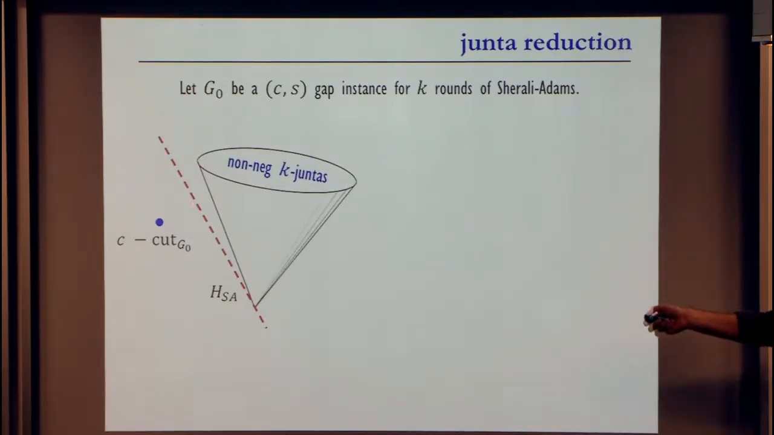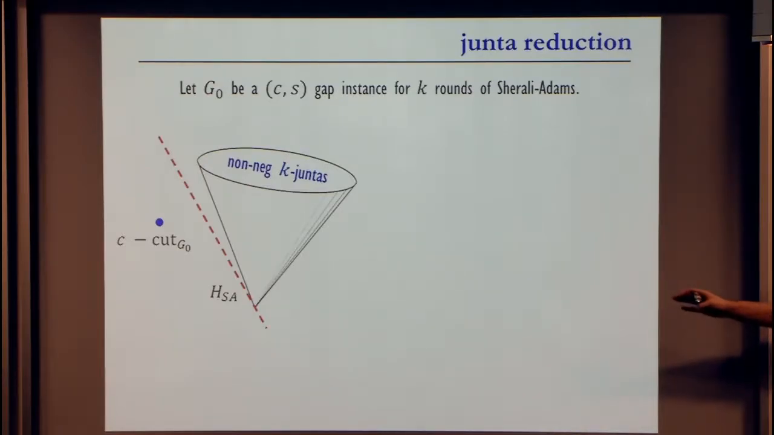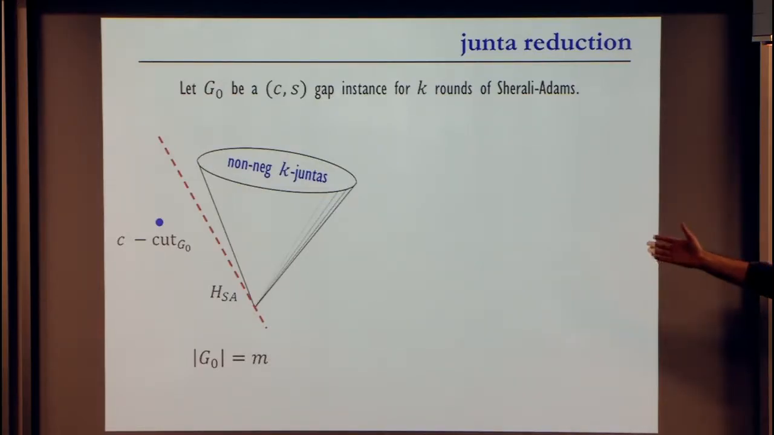You can actually give this hyperplane explicitly, and we'll need to use a couple of properties of the hyperplane. We won't just be able to use its existence. But this is what we have to work with: a hyperplane that separates some hard graph G0 from all the non-negative k-juntas. Let's say the size of G0 is m. Now we want to slowly build up the class of functions we can handle. At the moment, we can only prove lower bounds against non-negative k-juntas. So we'll start building until we can prove lower bounds against any small family of functions, and then we'll be done.